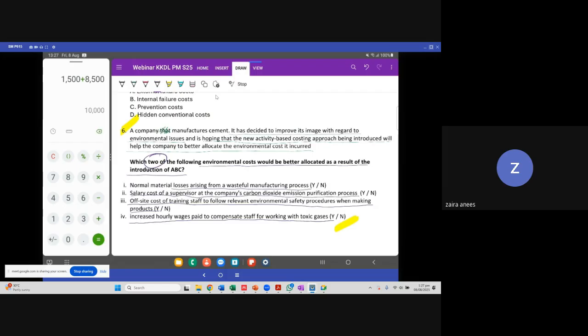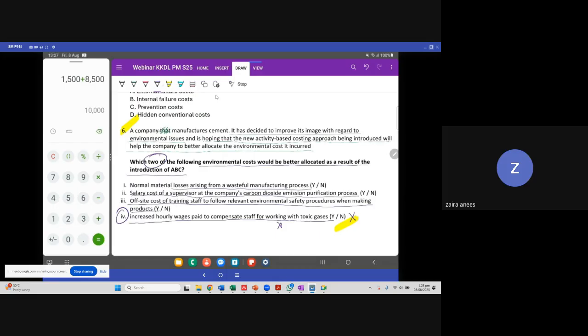Yes. Now let's start with the fourth one. Do you think it can be the answer? See, the problem is everything is related to environment. This cannot be the answer. Why? Because this is related to the direct cost of worker. I said earlier that activity-based costing is something related to the overhead, not the direct cost, right? So this cannot be the option because this is related to direct cost.